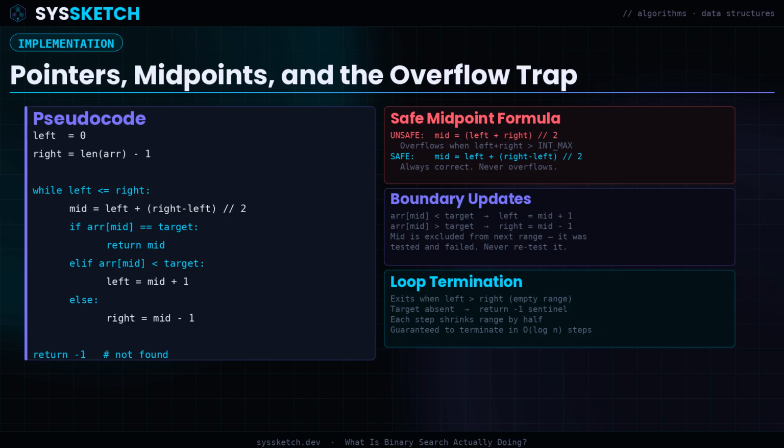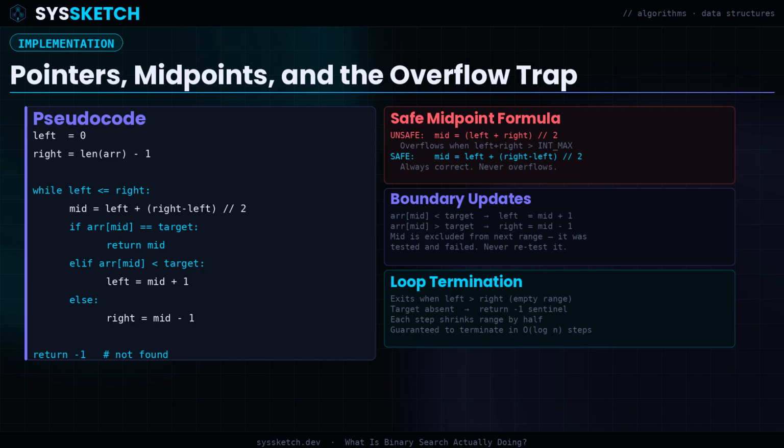The safe alternative is to write midpoint as left plus the quantity right minus left divided by 2. This is mathematically identical but cannot overflow because right minus left is always a non-negative number smaller than the full integer range. Get into the habit of writing it the safe way.